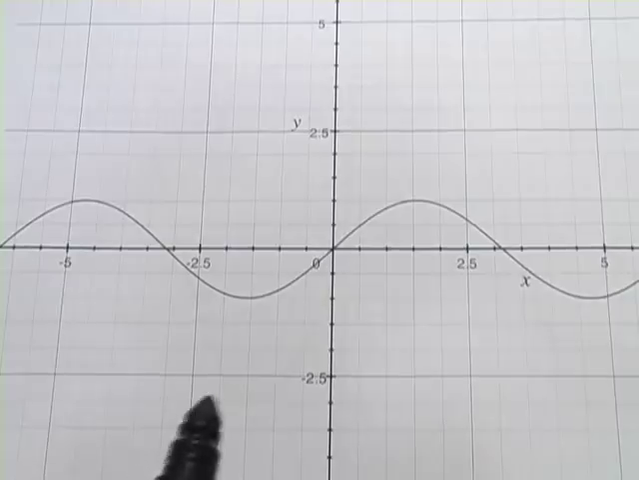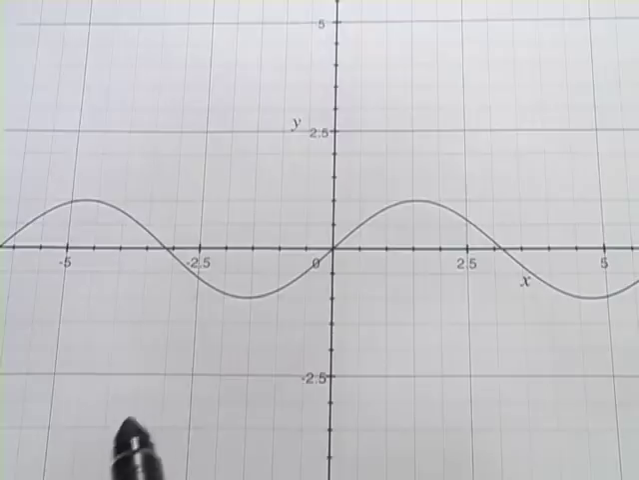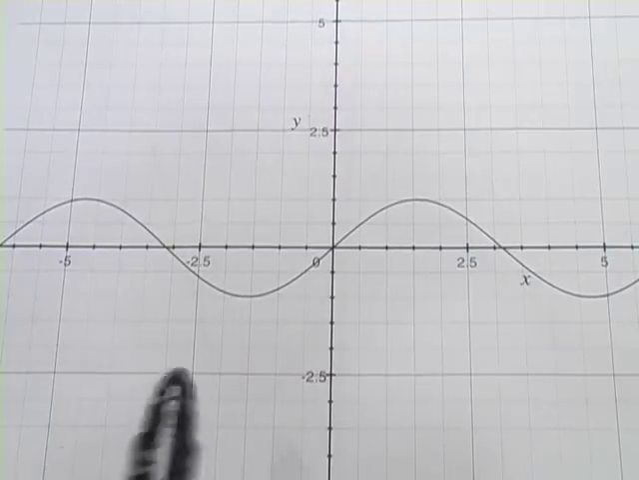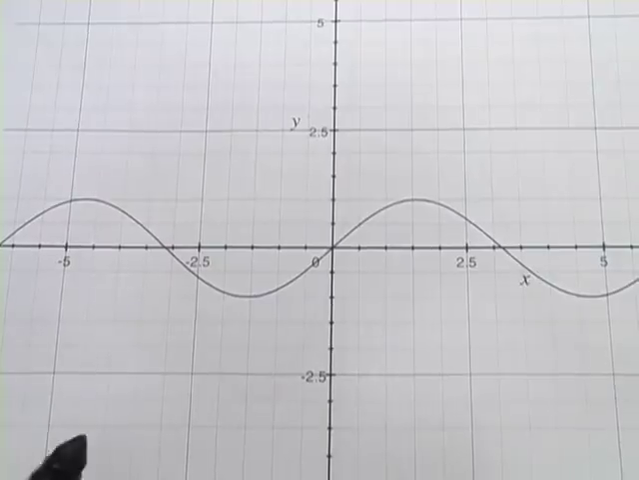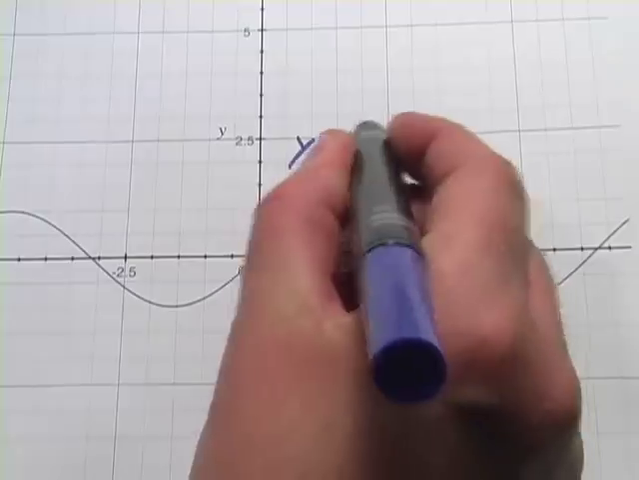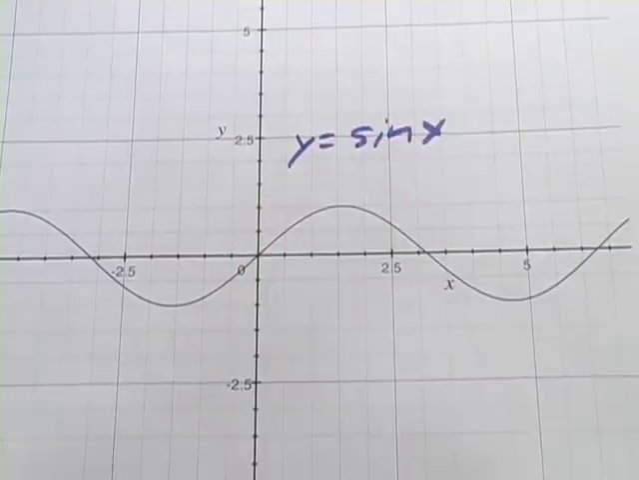We're going to look at some problems that have to do with identifying graphs of trigonometric functions. So I wanted to take a look at some of these trigonometric functions first. What you see here is the sine function. So this is a graph of y equals the sine of x.